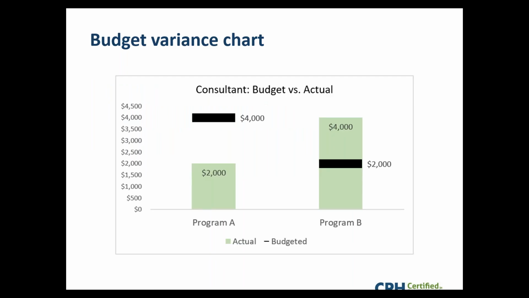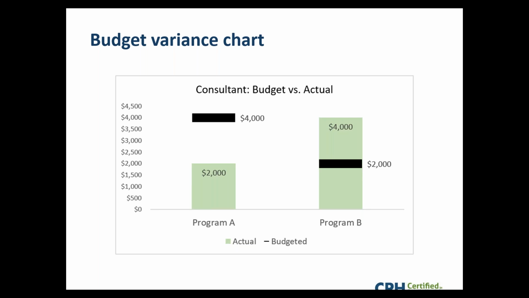You should know something called budget variance. So budget variance can be charted. And the idea of the variance is when it's above or below what you estimate the program will cost. So let's say program A is budgeted for $4,000, but it actually comes in at $2,000. What is the variance for program A?